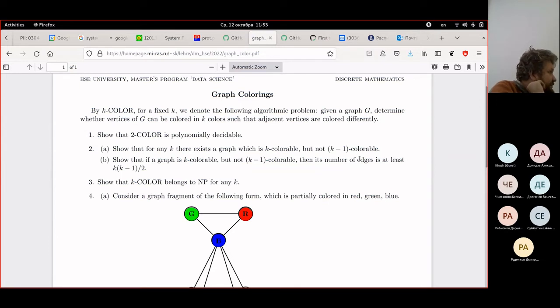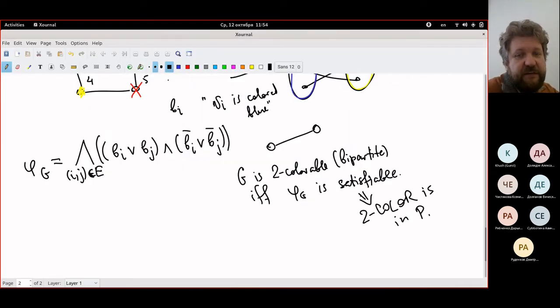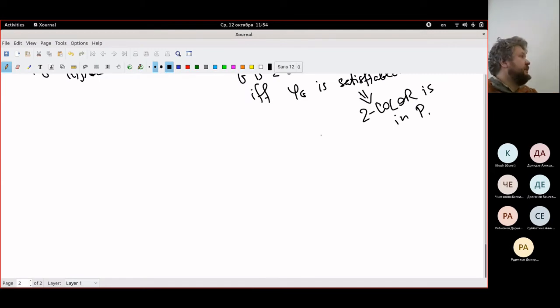k is arbitrary. Yes, you have a graph which is colorable in 3 but not in 2, for example. Or the trivial case, but here we don't need induction actually. So let's just think a bit logically. What is a graph for which k colors is sufficient but k minus 1 is not? How can you find such a graph?